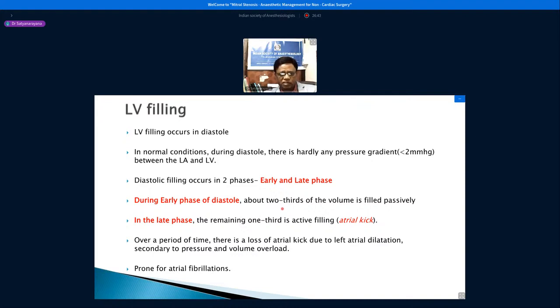Here, about 2/3 of the volume is filled passively. LV filling takes place passively, effortlessly, whereas in the late phase, that is the remaining 1/3, active contraction, atrial support, is required. Atrial contraction is required to empty further, known as the atrial kick. But over a period of time, because of loss of atrial kick due to left atrial enlargement and left atrial pressure overload, the contractile capability of the left atrium is lost. So these patients are prone to atrial fibrillation.